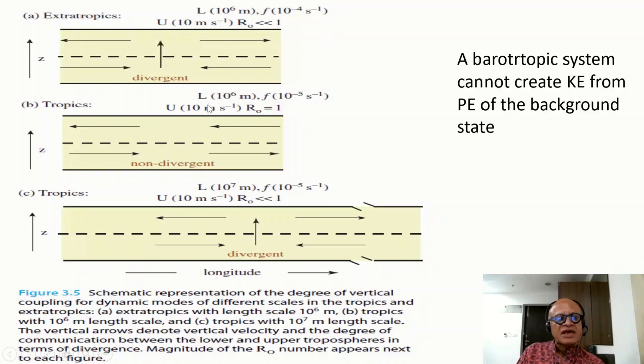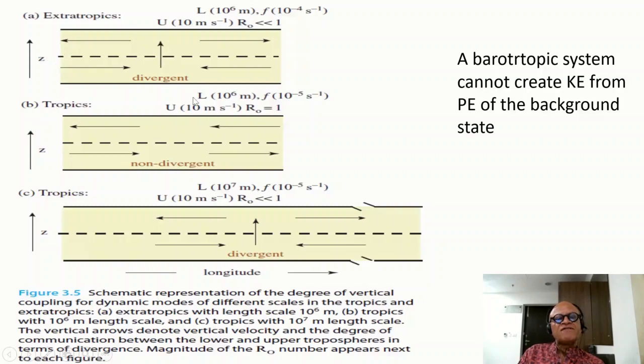So Charney was coming at it from a scaling argument. Looking at the extratropical scaling, with horizontal scales of 10^6 meters, Coriolis parameter of 10^-4 per second, and a background velocity of 10 meters per second, so westerlies, the Rossby number is very small, so you know what that means for the inertial versus planetary vorticity or acceleration terms. There you can have a strongly divergent system with a very strong communication between the lower level and upper level. So we are looking here at the vertical dimension.